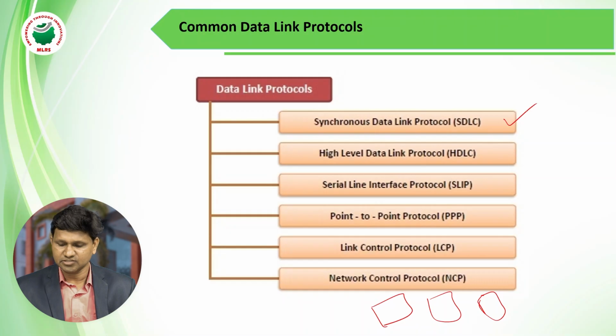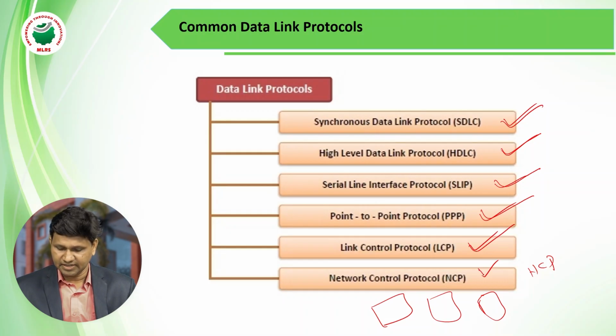Synchronous data link protocol, also called SDLC. Next, high level data link protocol, also called HDLC. Next is serial line interface protocol, SLIP. Point to point protocol, PPP. Next, link control protocol, LCP. Next, network control protocol, NCP. So these are the common data link protocols: SDLC, HDLC, SLIP, PPP, LCP, and network control protocol, also called NCP. These are the protocols we use in the data link layer.